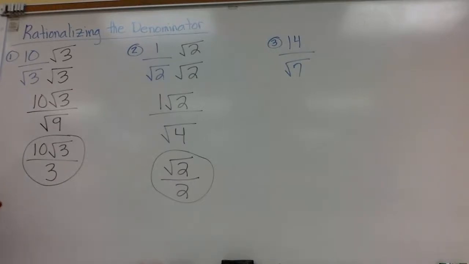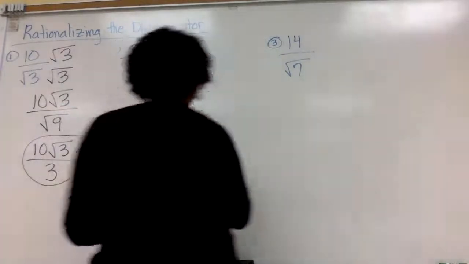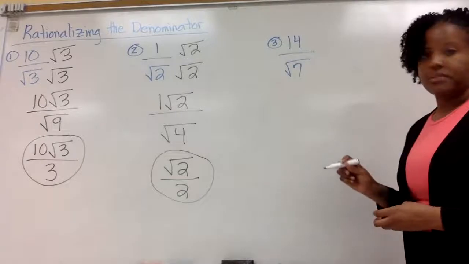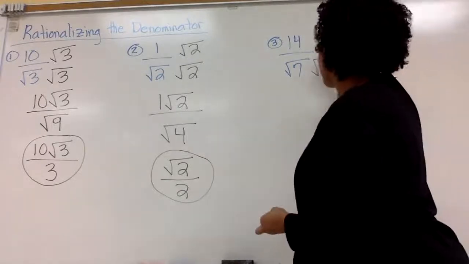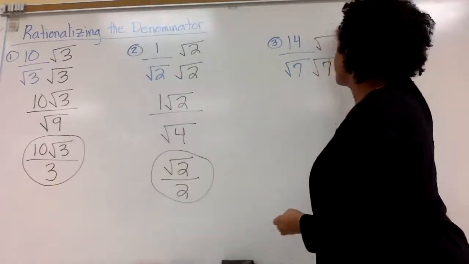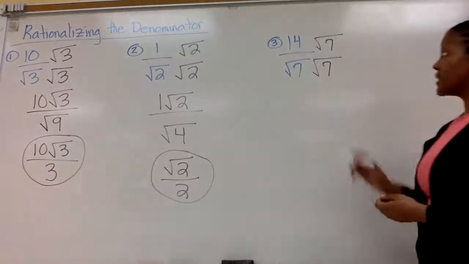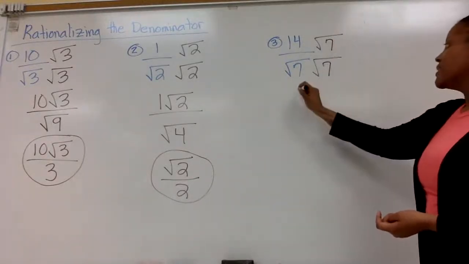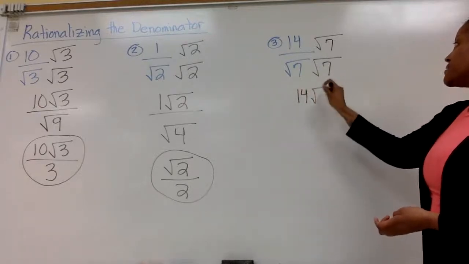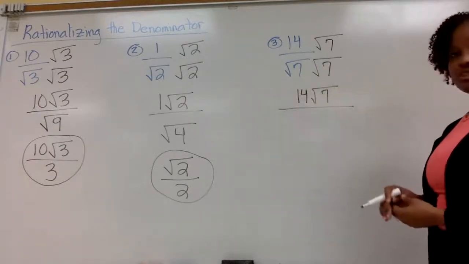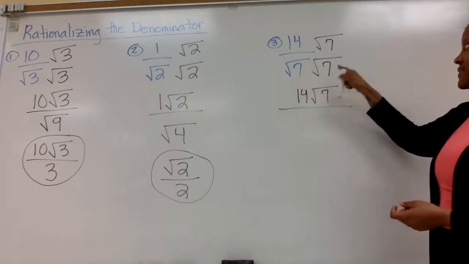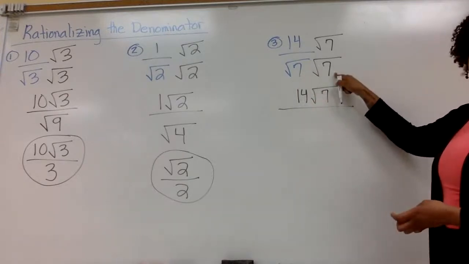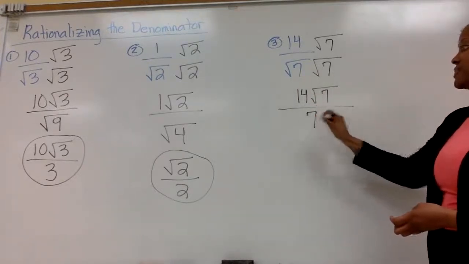And we'll practice a little shortcut with number 3. So for number 3, I got 14 divided by the square root of 7. I'm going to multiply both the top and the bottom by the square root of 7. So on top, number, square root, just write them beside each other. So 14 over the square root of 7. Let's use our shortcut here. The square root of 7 times the square root of 7, the square roots are going to cancel, and we're left with the number 7.